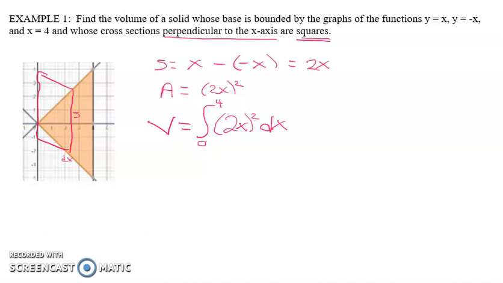And when I do that, I'm getting that the volume is 256 thirds pi. I'm sorry, no pi. There's no pi on this. Just 256 thirds. So that is the volume in which we want to create these coming off the page.